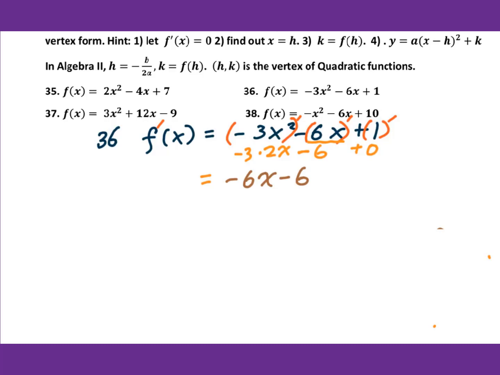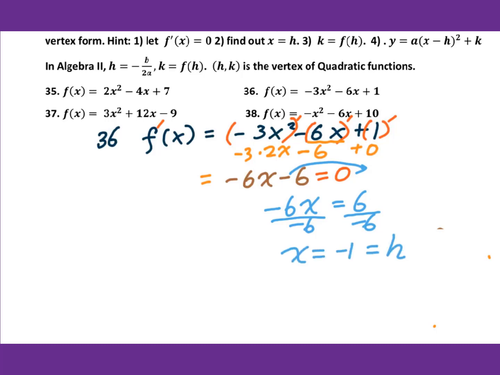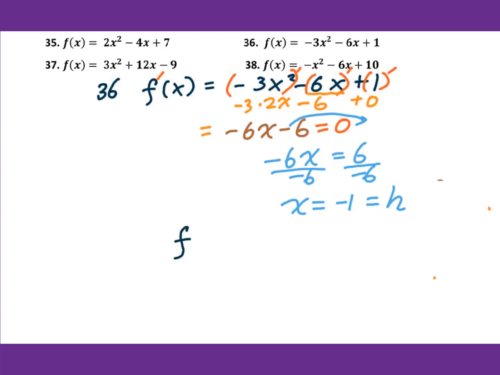Since we are looking for the vertex, which is either the maximum point or the minimum point, at that point the derivative equals 0. So we set the derivative equal to 0 to figure out this x. Add 6 to both sides, and we got negative 6x equals 6. Divide by negative 6, and x equals negative 1. That is h.